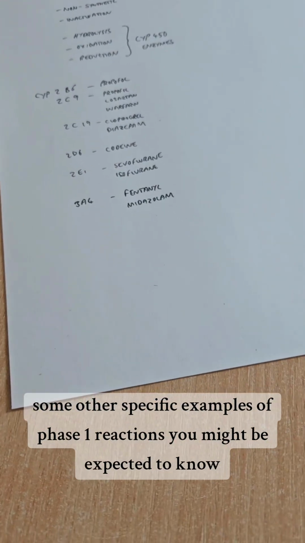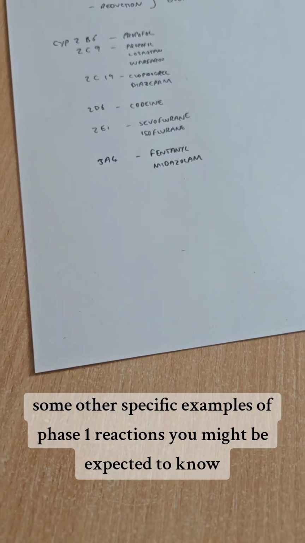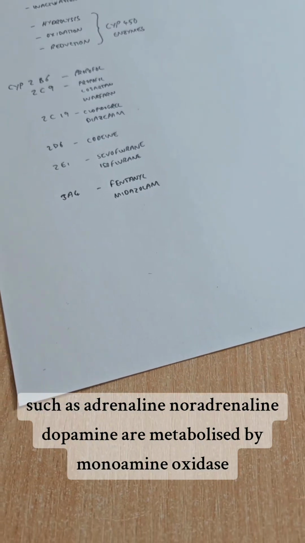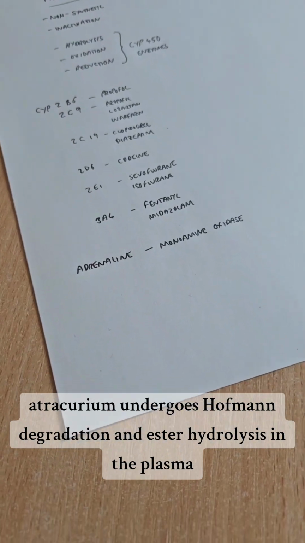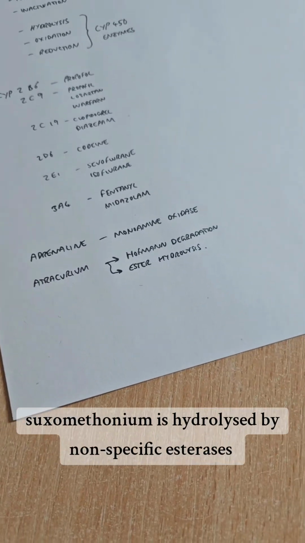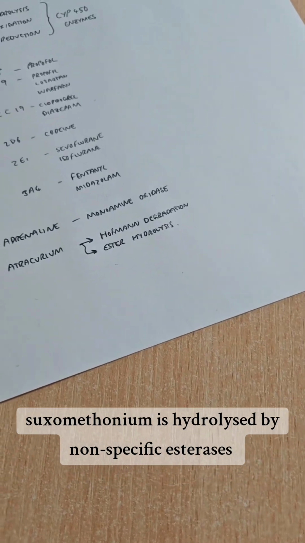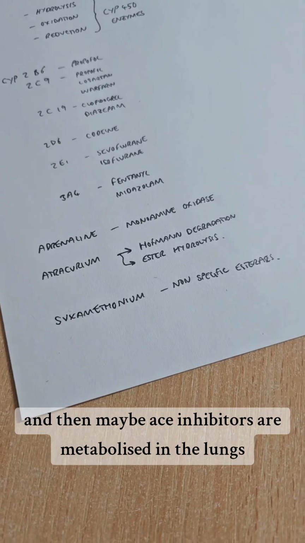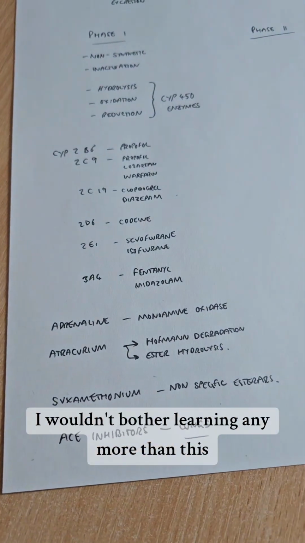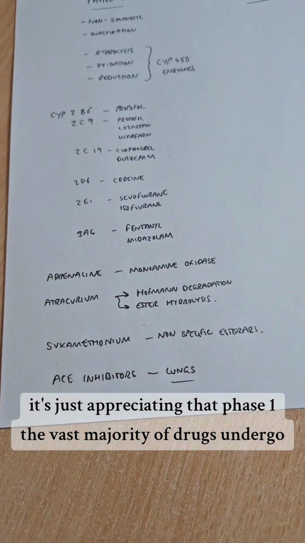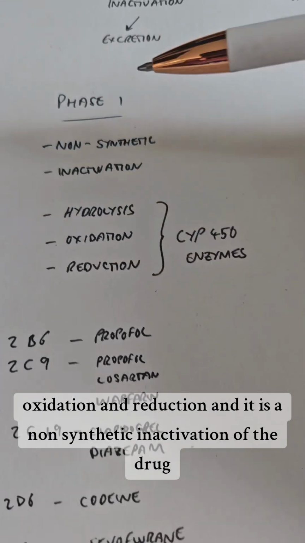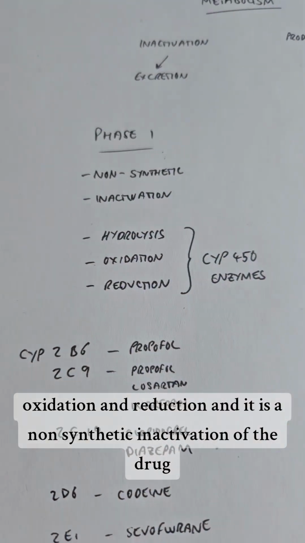Some other specific examples of phase 1 reactions you might be expected to know are catecholamines, such as adrenaline, noradrenaline, dopamine, are metabolized by monoamine oxidase. Atracurium undergoes Hofmann degradation and ester hydrolysis in the plasma. Suxamethonium is hydrolyzed by non-specific esterases, and then maybe ACE inhibitors are metabolized in the lungs. These are the examinable ones that tend to come up. I wouldn't bother learning any more than this. It's just appreciating that phase 1, the vast majority of drugs undergo, and it tends to be something like hydrolysis, oxidation, and reduction, and it is a non-synthetic inactivation of the drug.